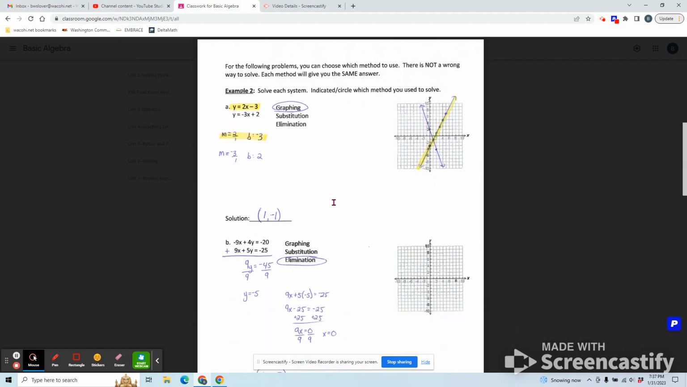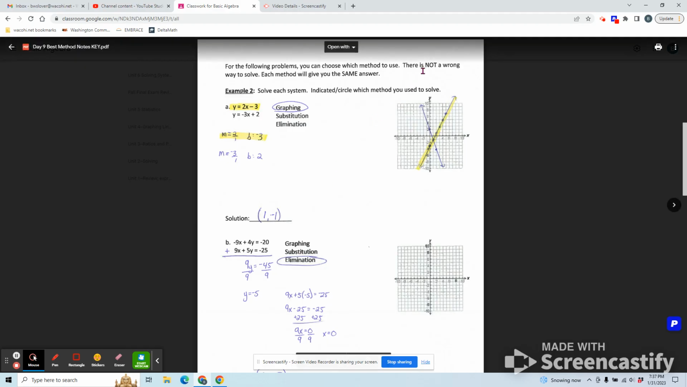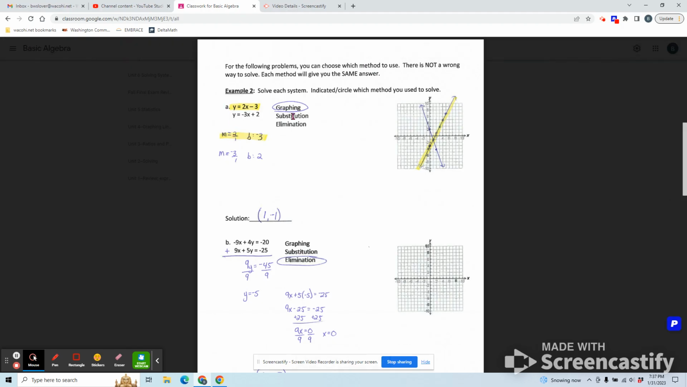Right, the rest of the notes is you deciding which method you're going to choose and then solving. Notice I stated there is not a wrong way to solve. Each method will give you the same answer. Now, letter A is set up for graphing. However, if you chose substitution or elimination, you would get the same solution. I'm choosing graphing because it's set up for it.